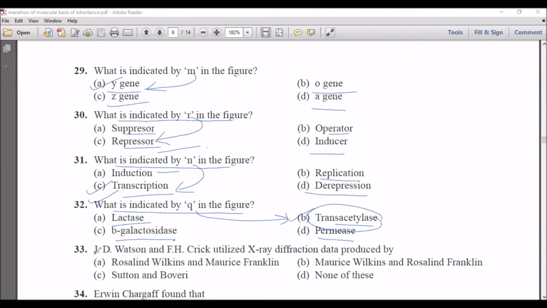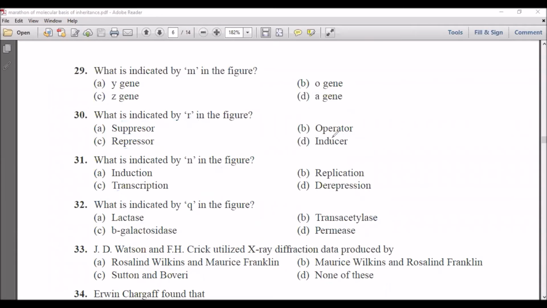Next question is, Watson and Crick utilized X-ray diffraction data produced by whom? Wilkins and Franklin, Morris Wilkins and Rosalind Franklin, Sutton and Boveri, and the last option is none of these. Now we know that Watson and Crick utilized X-ray diffraction data which was produced by Morris Wilkins and Rosalind Franklin. So B is the correct answer.